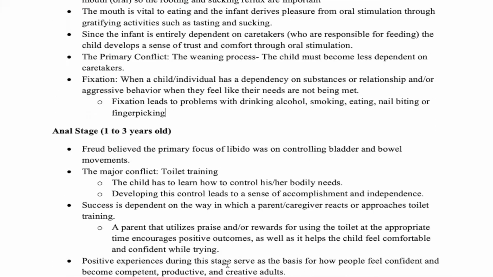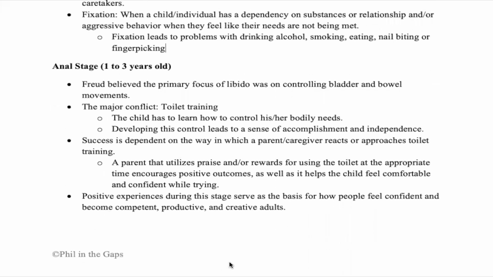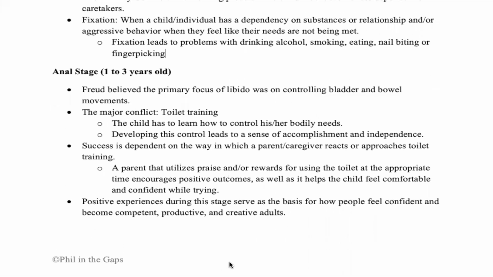The next stage is going to be the anal stage. So the anal stage is from 1 to 3 years old, but again, it could be further along depending on if somebody has a fixation. So oral, think of mouth, anal, think of butt, based on the fact that the main goal here is going to be toilet training. So Freud believed the primary focus of libido, sexual energy, was on controlling the bladder and bowel movements. So the major conflict here is going to be toilet training.